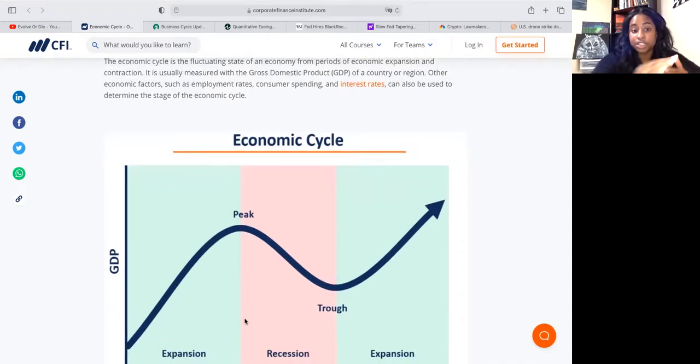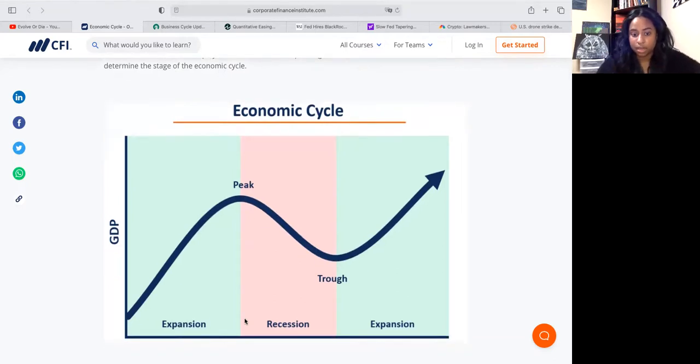The factors that influence this often include employment rates and consumer spending. You can find out this information by just looking up the consumer price index reports. They're available through the Bureau of Labor Statistics. I'm sorry. And interest rates are all used to determine what phase we're in of the economic cycle.